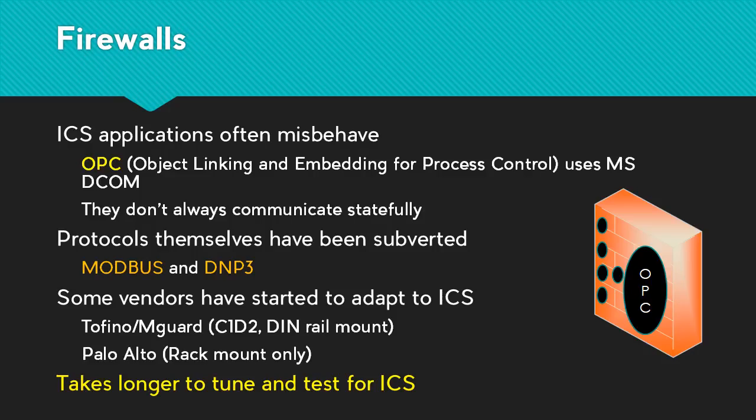Let's talk about firewalls. ICS applications often misbehave with respect to traditional client-server enterprise software. OPC, Object Linking and Embedding for Process Control, an acronym of an acronym, uses MS DCOM. If you've ever done anything with networking and Microsoft's DCOM model, it does not communicate statefully. It's UDP, and it requires you to open ports 1024 through 65535 bidirectionally. You can't stop it. So anytime you deal with OPC, you're going to have ugly firewall rules.